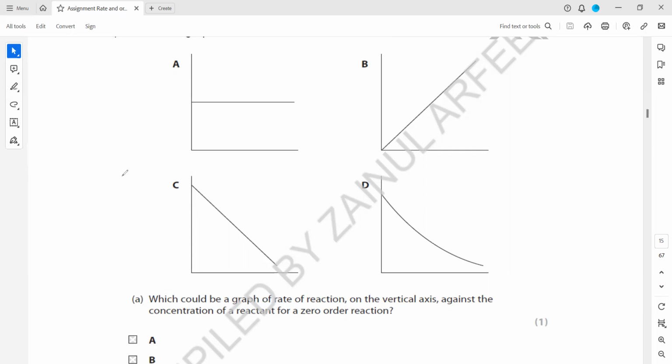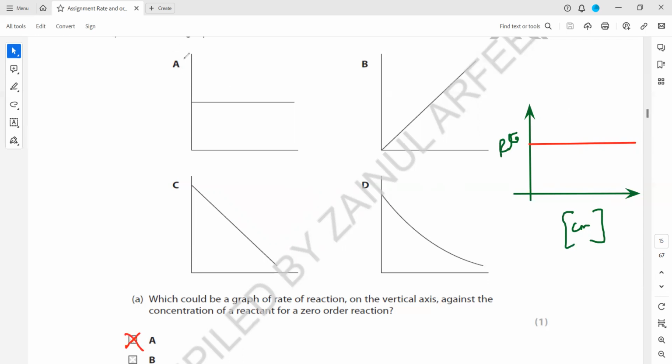For a zero order reaction, the change in concentration will not affect the rate at all. Rate is independent of the concentration of the reactant. So if the concentration changes, the rate does not change. So it will be a horizontal line. In that case, A will be the right answer because A is showing that changing the concentration does not affect the rate. Rate remains constant.